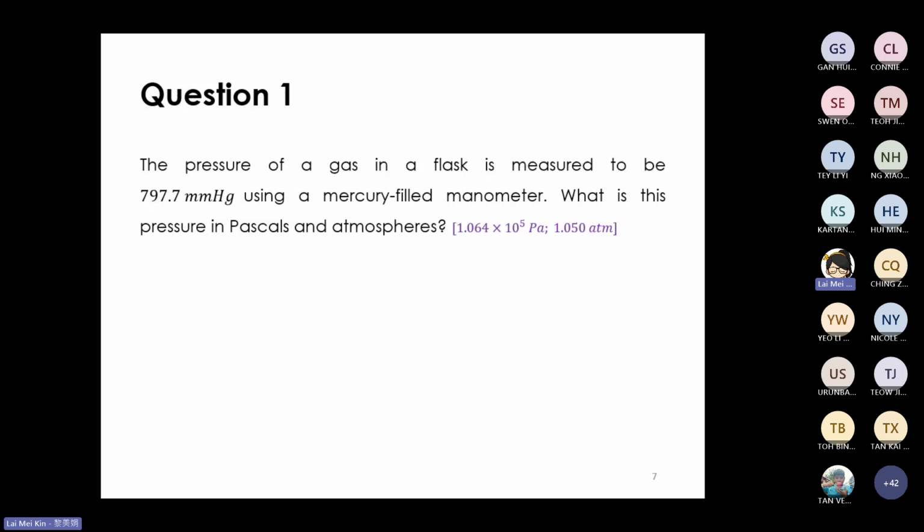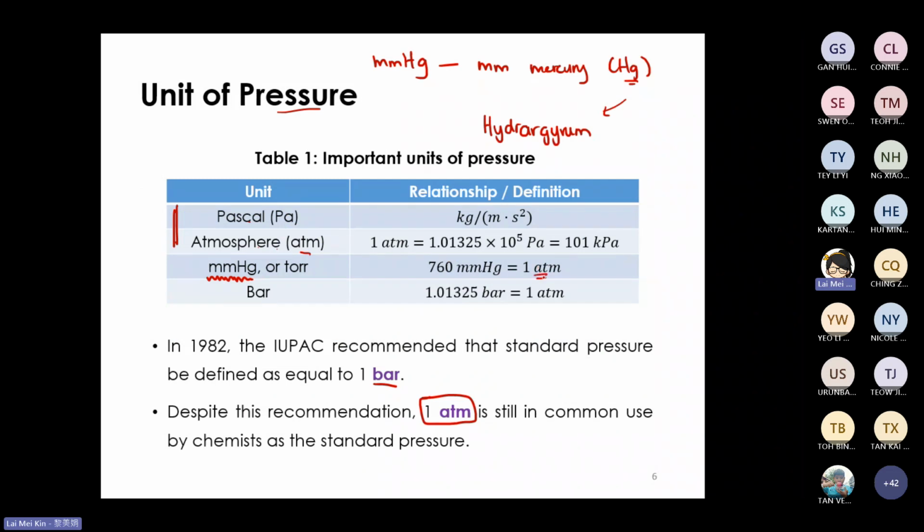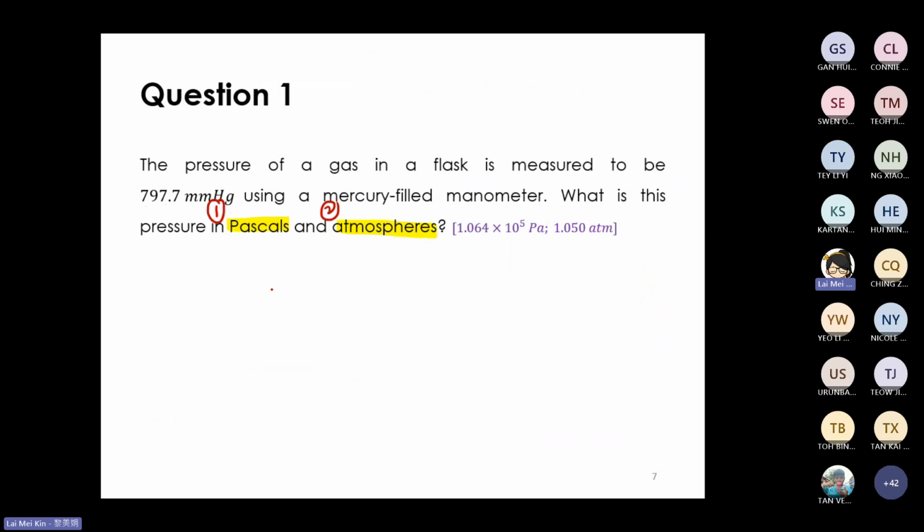Let's do a bit of conversion so that you know how to convert from one unit to another. I have a gas with this pressure, 797.7 millimeter mercury. What is the pressure in pascals and in atmosphere? Take note, I have two questions in one question. So always double confirm what they want. Highlight it. What is the unit in pascals and atmosphere? From the table just now, we know that 1 atm is 760 millimeter mercury. So if you have 797.7, what is it?